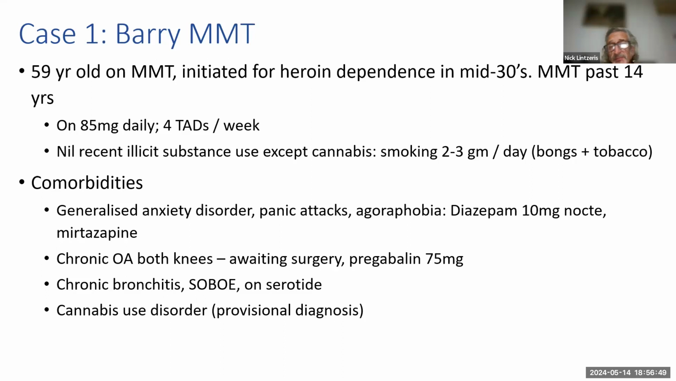He has been put on some pregabalin, although again, there's no neuropathic pain, just he's on it though. He's had some chronic bronchitis because he was a heavy smoker over the years. He gets shortness of breath on exertion and he's on some Seretide. And based on someone using 2 or 3 grams a day, he's probably got a cannabis use disorder as well.